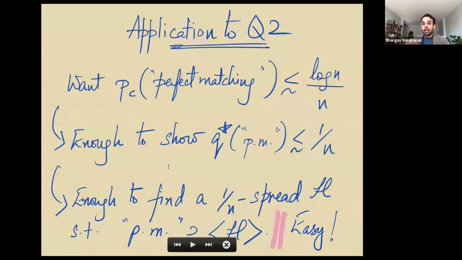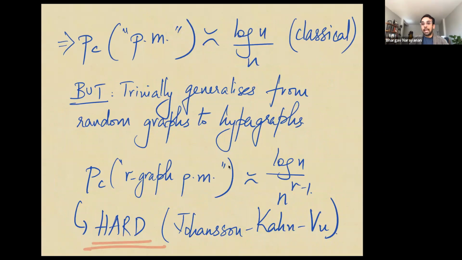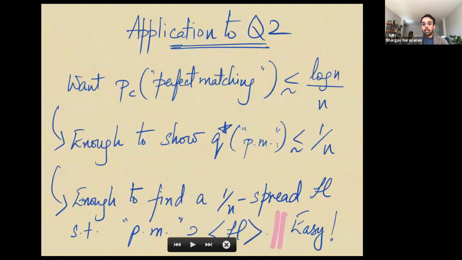Okay, and by our dual characterization of q star, and by our I mean Talagrand's of course, it's enough to find a nice well-spread hypergraph living inside this upset, right? And that's easy to do. So all we need is a 1 over n spread hypergraph whose upset is inside this family. And the candidate for H is easy. We just take H to be all perfect matchings inside the complete graph. And we claim that this works.